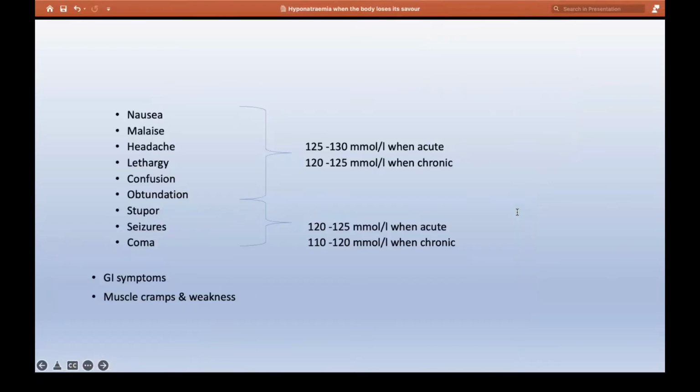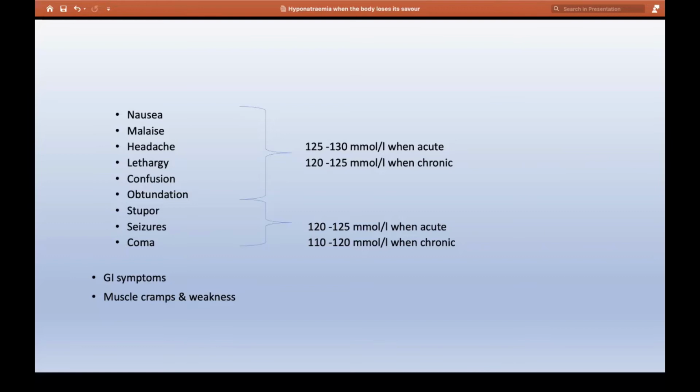So what are the clinical features of hyponatremia? In mild stages, you can get nausea, malaise, headache, irritability, confusion. This can happen even with a sodium level of 125 to 130 when it is acute, within a 48-hour period. Or it could happen in more than 48 hours when it drops to even 120 millimoles per liter.